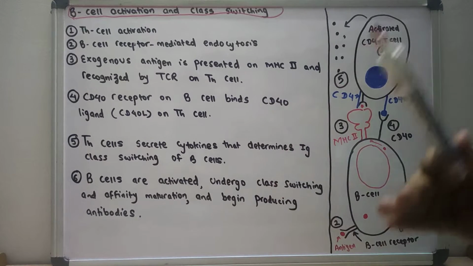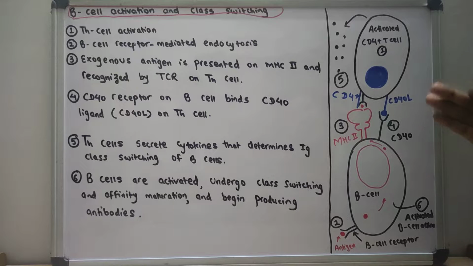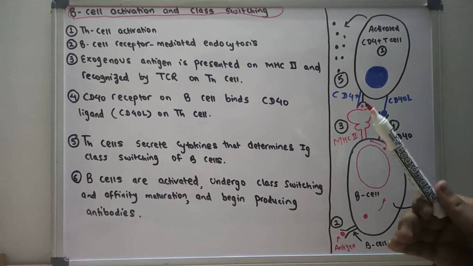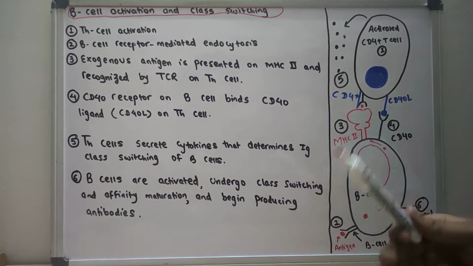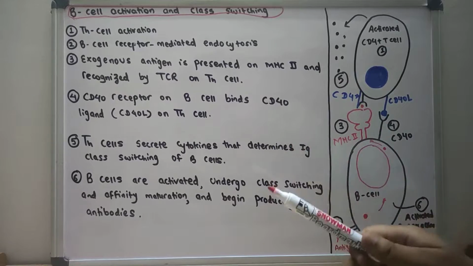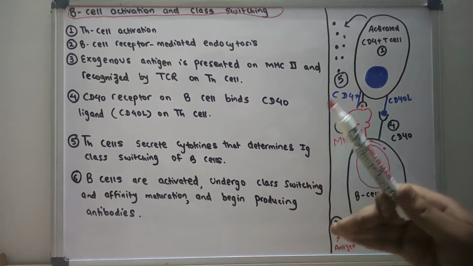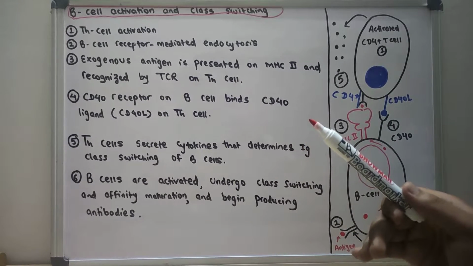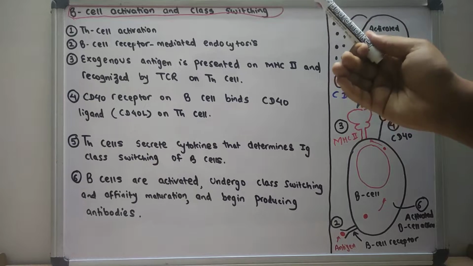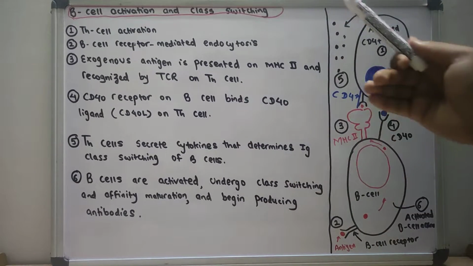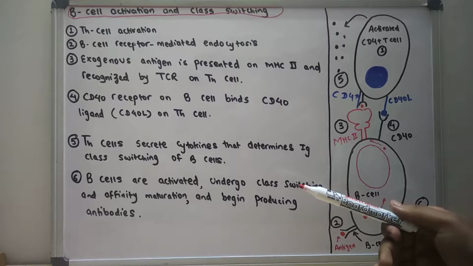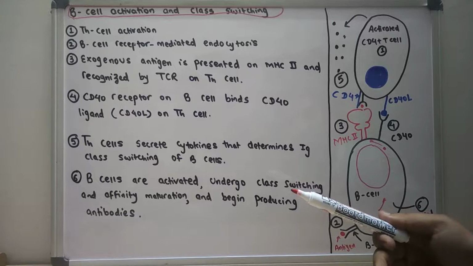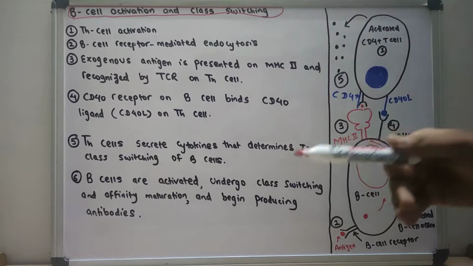So the B cell activation is in integration with the activated CD4 plus T cells. How these CD4 T cells are activated, I have already discussed that in T cell activation. So before starting this B cell activation and the class switching, you must read the T cell activation. Before starting the B cell activation topic, I want you to understand that there are a total of 6 steps of the B cell activation. So we'll discuss that step by step, one by one.